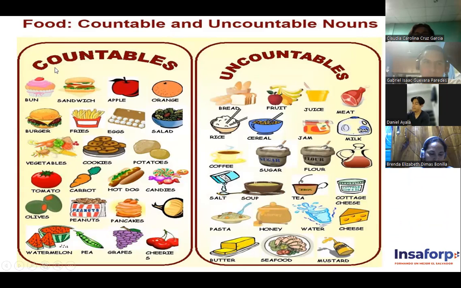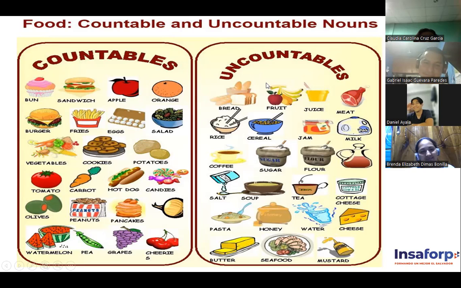Okay, here we have more examples. Countables, we have buns, sandwich, because we can say sandwiches, apple, apples, orange, oranges, burger, burgers, fries, eggs, salad, vegetables, cookies, potatoes, tomato, carrot, hot dog, candies, olive, peanuts, pancakes, onions, watermelon, pea, grapes, and cherries. So these are countable. We can say a burger and 5 burgers. We can say 1 egg, 10 eggs. We can say 1 tomato, and we can say 25 tomatoes for $1. Okay, so they are countable, singular and plural.